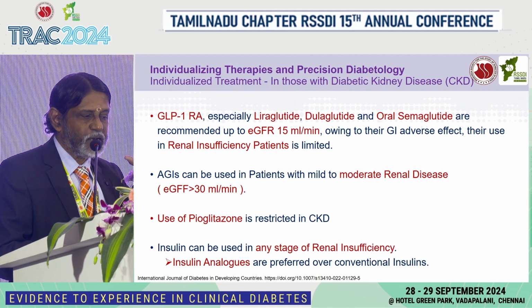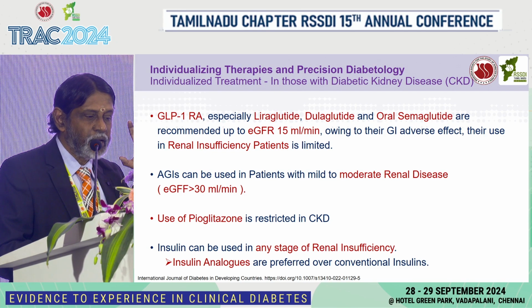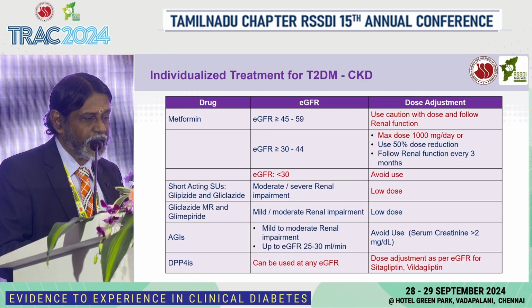Of course, we have the GLP-1 receptor analogs. Next, alpha glucosidase inhibitors can be used in patients with mild to moderate renal impairment, and use of pioglitazone is restricted, and insulin can be used at any stage of renal insufficiency.